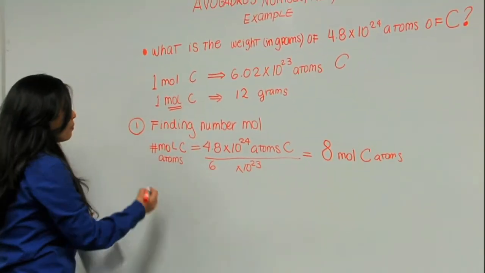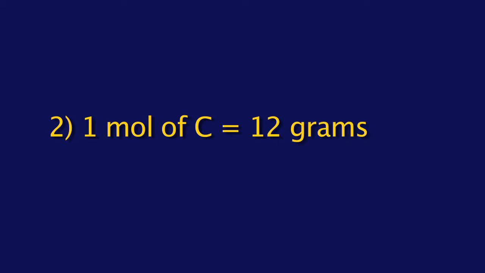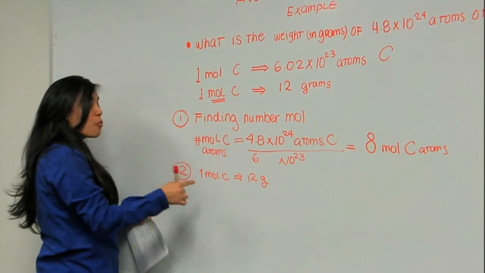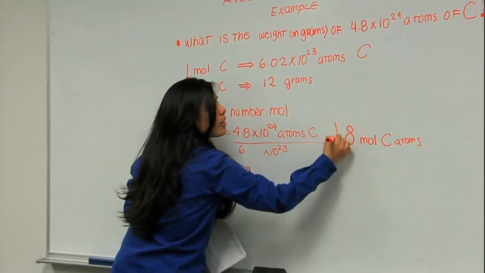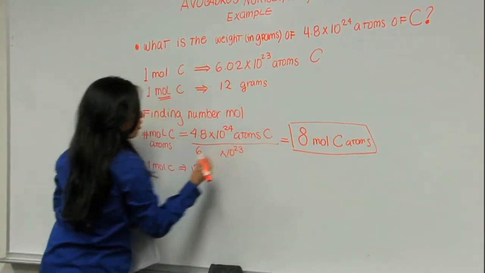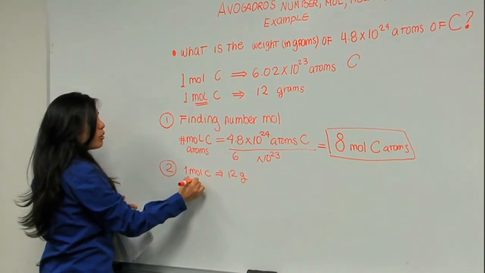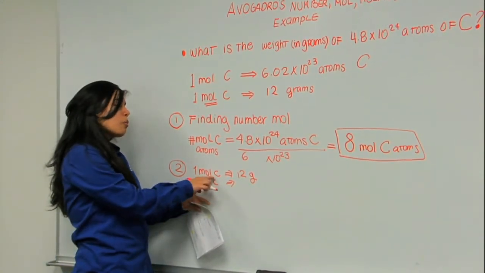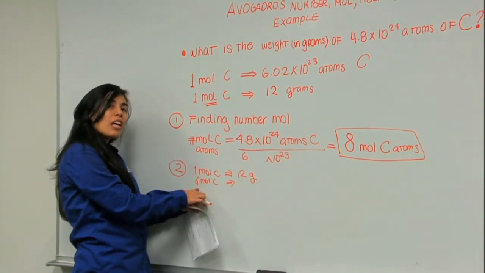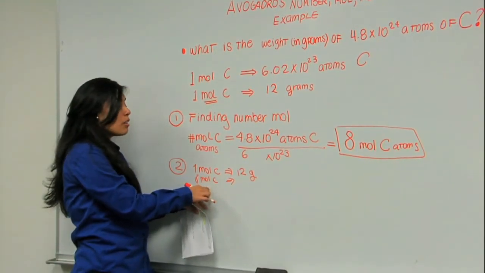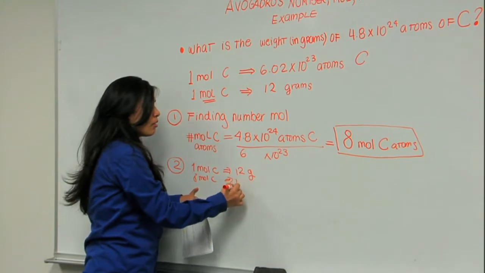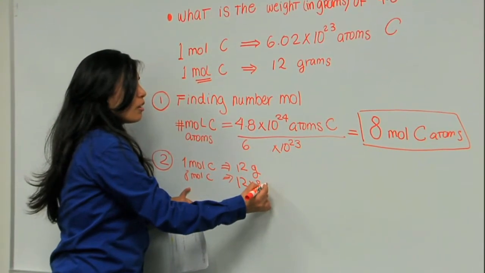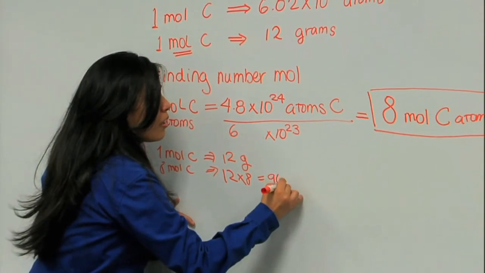What else do we know? Second, we know that 1 mole of carbon weighs 12 grams. But we don't have 1, we have 8 right here. So 8 moles of carbon, what would that weight be? Very easy. If 1 mole weighs 12 and I have 8, I have to multiply, right? I have to multiply this 12 by 8. And that's 96 grams.